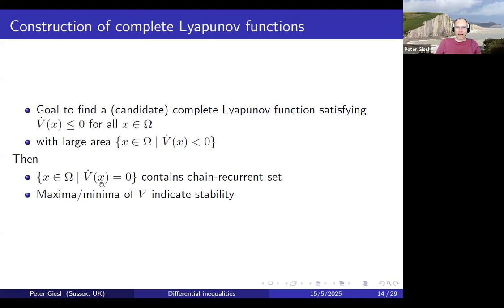Because the part where V dot is 0 contains the chain recurrent set. If V dot is 0 everywhere, then that certainly contains the chain recurrent set, but it doesn't give you much information. So the more areas we have where V dot is negative, the better. And you can also see that the maxima and minima can give you information about stability and so on.